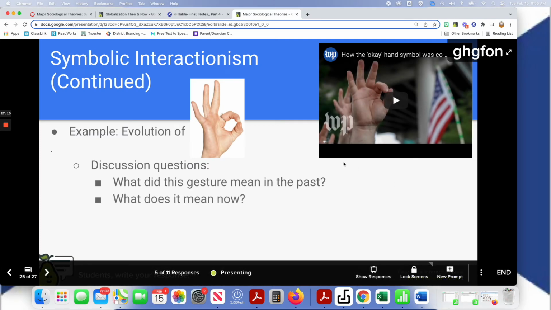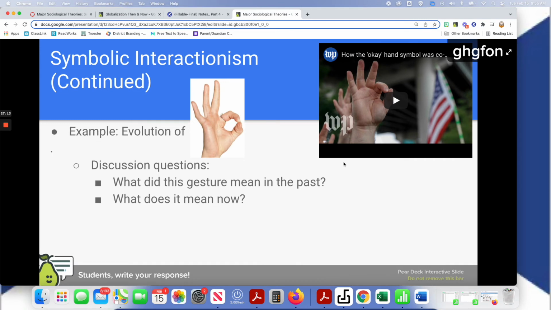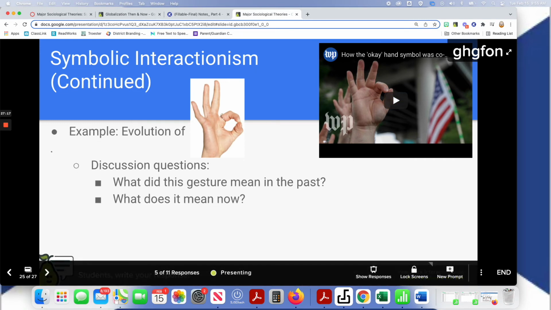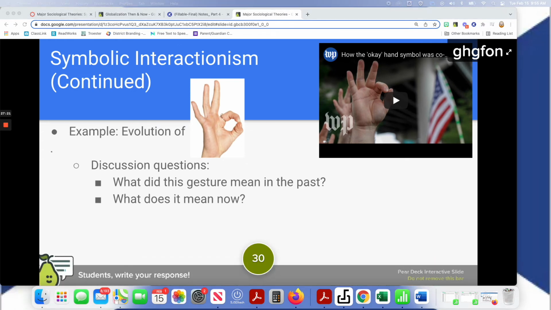Okay, so add, you in the same place where you're responding, what does the gesture mean now? White supremacy. Yeah, so it's fine, throw it in the pear deck.